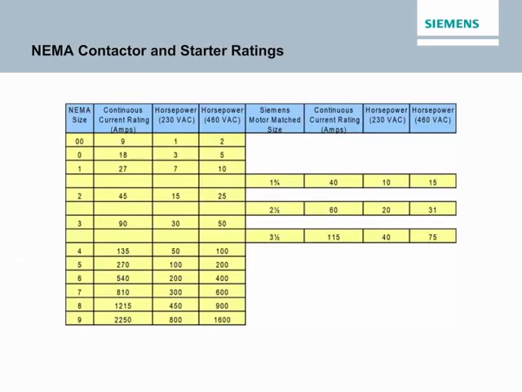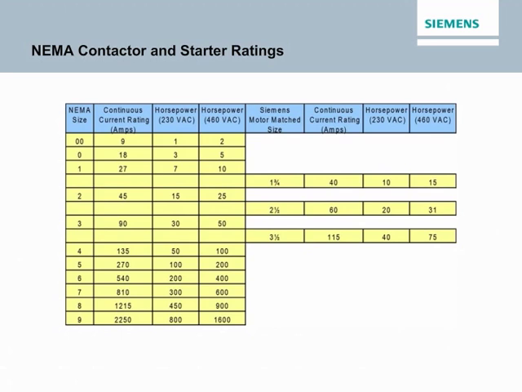NEMA-rated contactors and starters have size numbers from size 00 to size 9 based upon their continuous current and horsepower ratings. Siemens also has what are called half sizes available for some Siemens motor starters. The ratings for these devices fall between the ratings of normal NEMA sizes, allowing the user to more closely match the motor control to the actual application. Half sizes are beneficial because they cost less than larger NEMA size starters. The accompanying table shows both the NEMA sizes and the Siemens half sizes available.